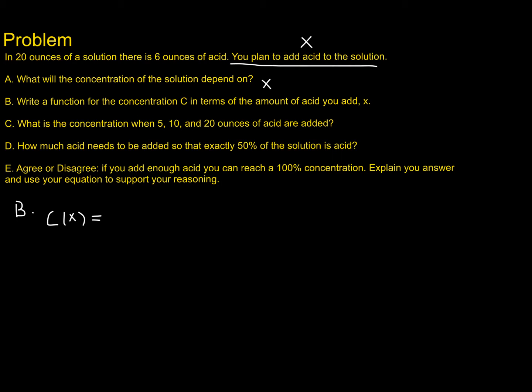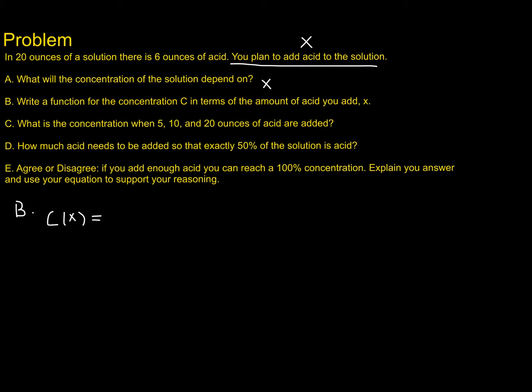Alright, so a simple enough situation here. I have 20 ounces of a solution, and inside there are 6 ounces of acid. And I'm planning to add some acid to the solution. So the concentration of the solution is definitely going to depend on how much I'm adding, right? I have 6 ounces in there already, and that amount that I add is going to determine what the concentration happens to be.